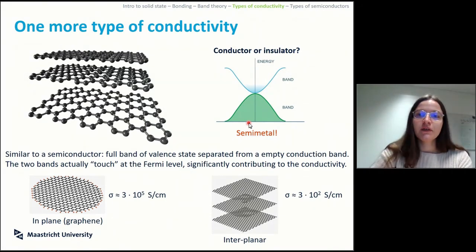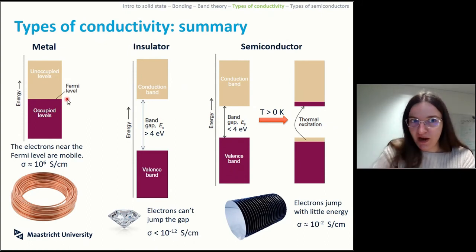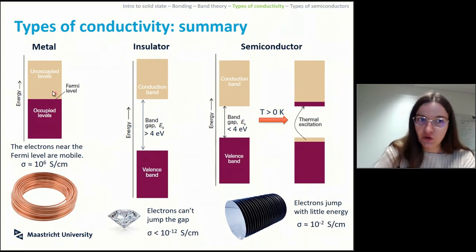So, a summary of the types of conductivity. Metallic conductivity: any electron that is close to the Fermi level, only those, conducts. You don't conduct from the one at the bottom to the one at the top. Close to the Fermi level, any energy above 0 Kelvin makes it conduct electricity.